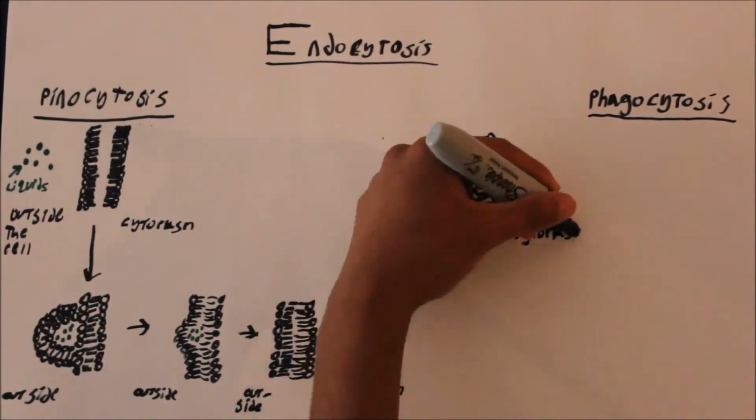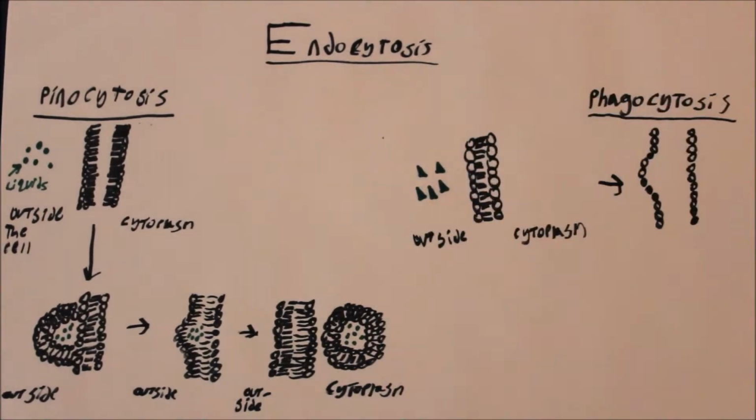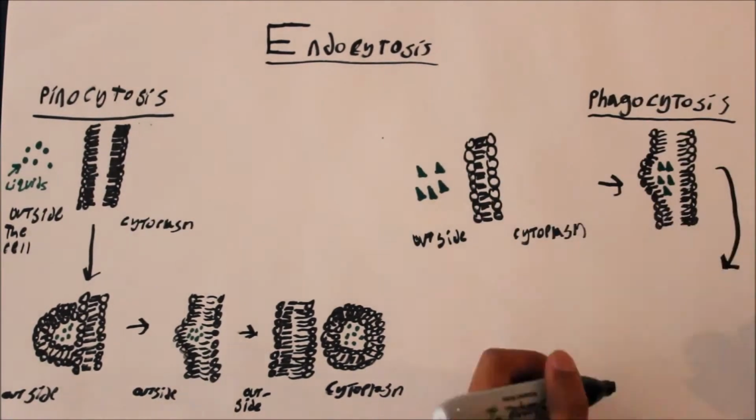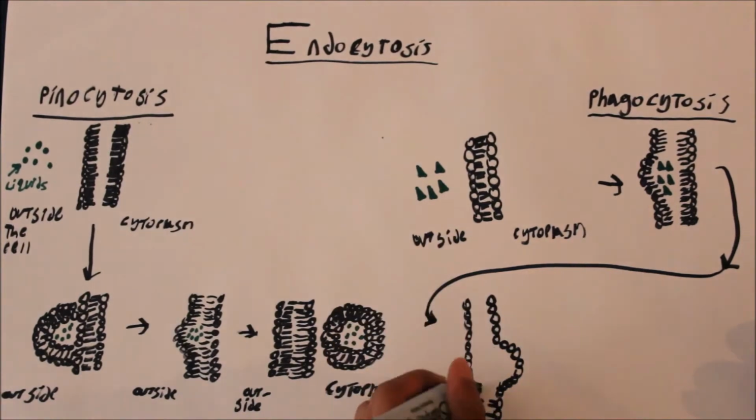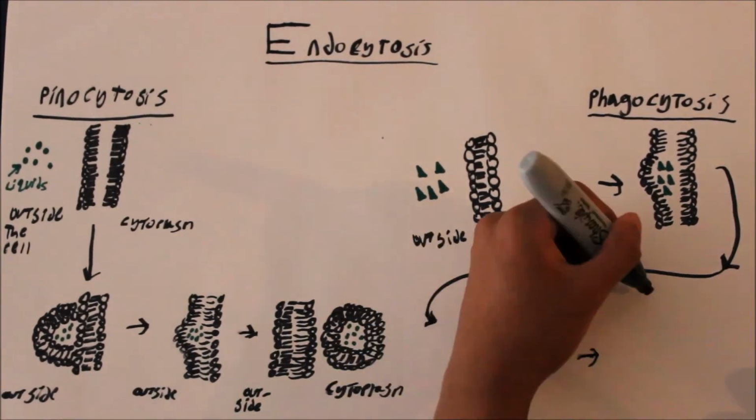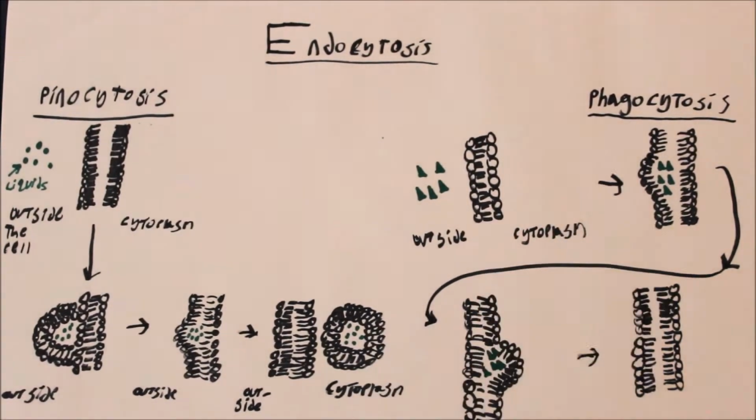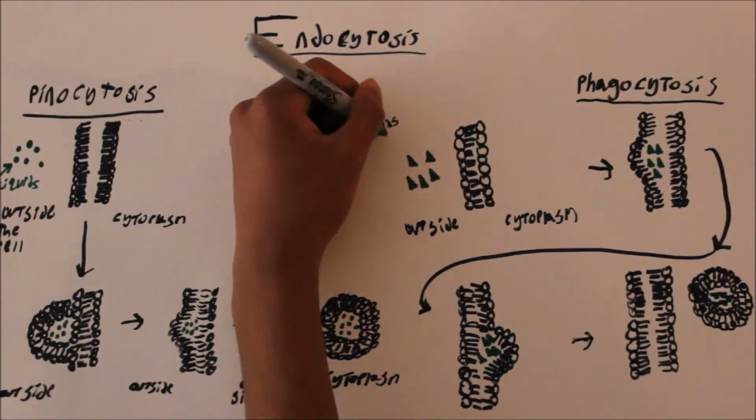Phagocytosis is the opposite of pinocytosis. Although it uses many of the same steps to bring in the desired material, instead of importing liquids, phagocytosis imports solids into the cell from outside of the cell.